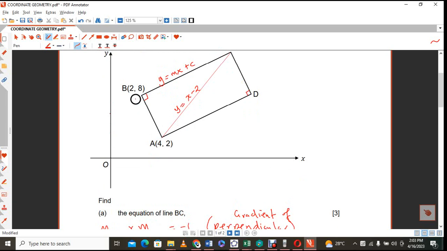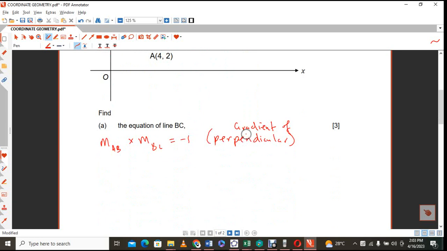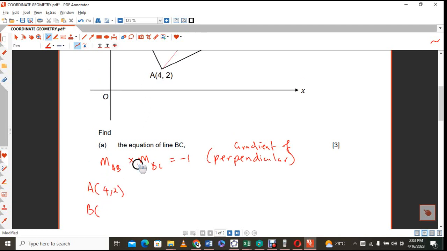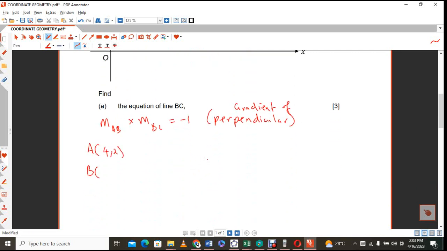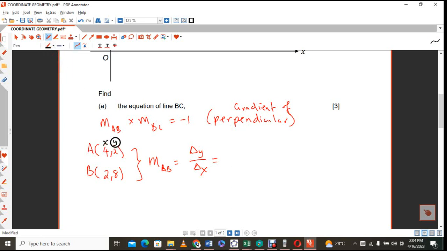Let's then calculate the equation of line AB. First of all, we'll find the gradient of line AB, using point A and point B. Point A is (4,2) and point B is (2,8). They're all in the first quadrant. The gradient of AB is delta y over delta x: you take your two y values and subtract them, and you take your two x values and subtract them.